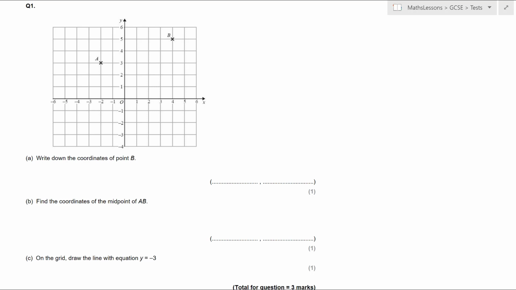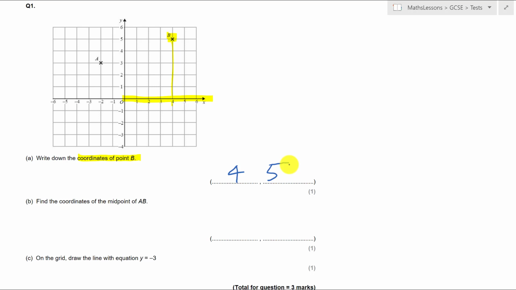The test wants us to write the coordinates of the point B. So we go along the x-axis first and then up the y-axis second to get the coordinates. So our coordinates will be 4 along the x and 5 along the y, so that gives us the point 4, 5.